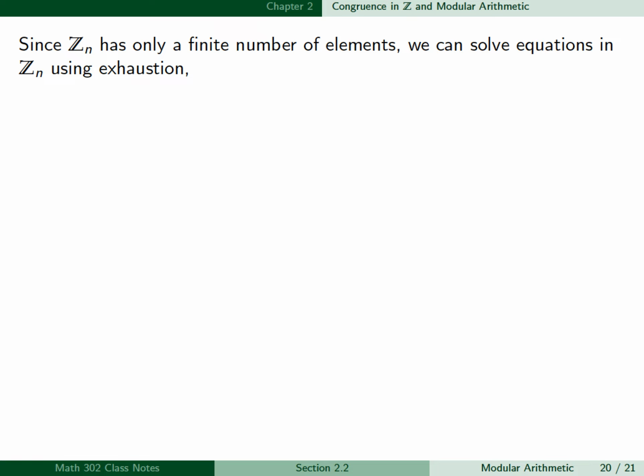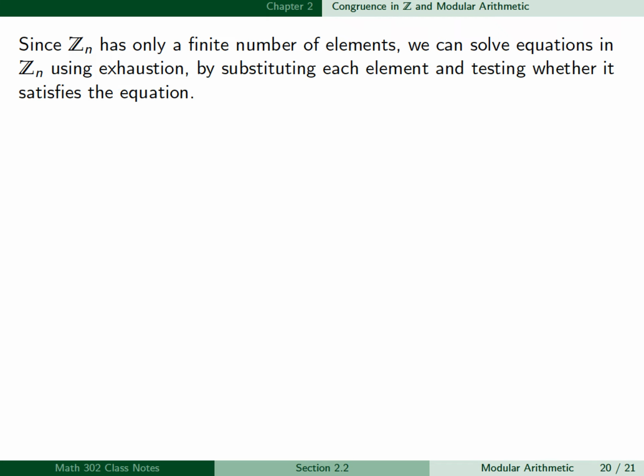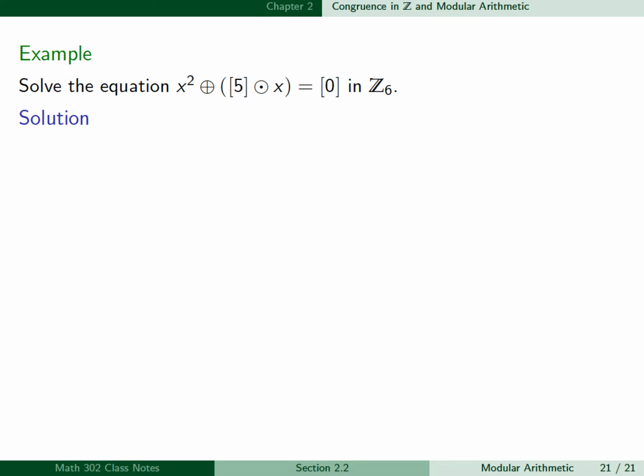And this completes the proof of the theorem. Now, since Z sub n has only a finite number of elements, we can solve equations in Z sub n using exhaustion, by substituting each element and testing whether it satisfies the equation. For an example, let's solve the equation x squared plus [5] times x equals [0] in Z sub 6. Z sub 6 consists of the elements 0, 1, 2, 3, 4, and 5. So we just need to substitute each of these into our equation.